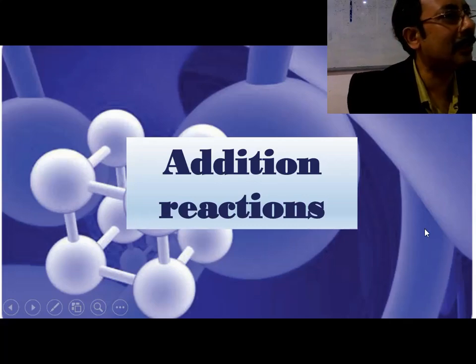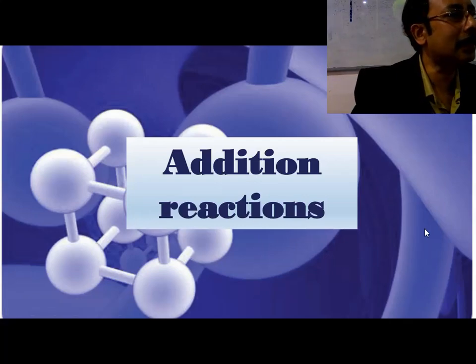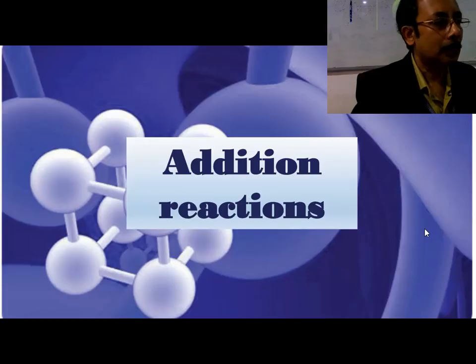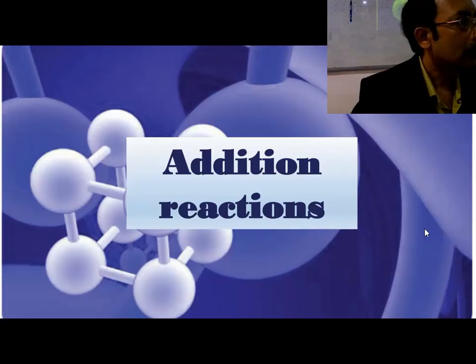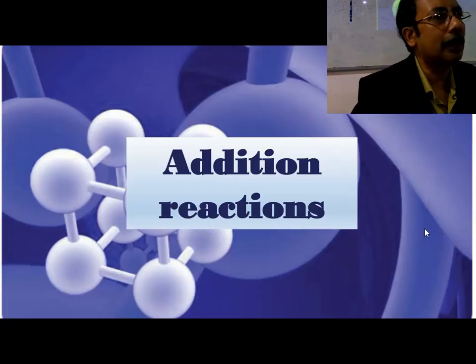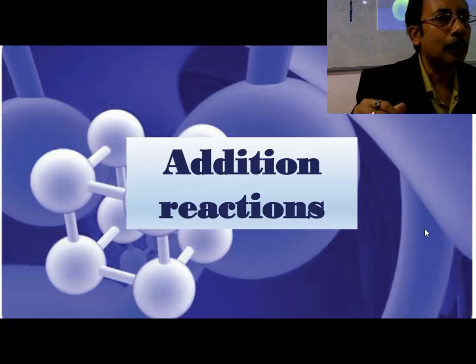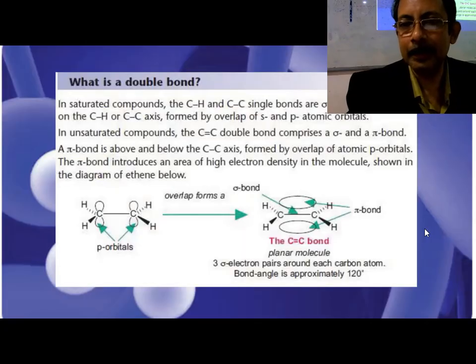So let's start addition reaction. What is addition reaction? Some molecule like HBr getting added to a double bonded compound. We are getting hydrogen added on one side and bromine added on the other side. So that way we are getting the addition reactions.